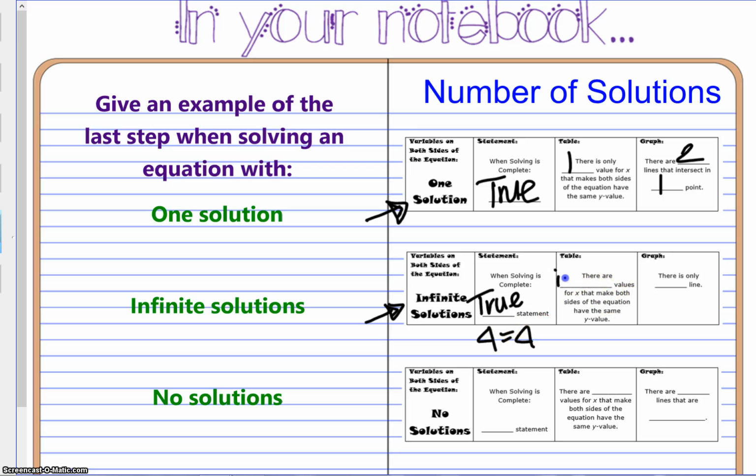There are infinite values for x that make both sides of the equation have the same y value, and there is only one line. And when you have no solutions, you have a false statement. And what that means would be 10 does not equal 8. There are no values for x that make both sides of the equation have the same y value, and there are two lines that are parallel.